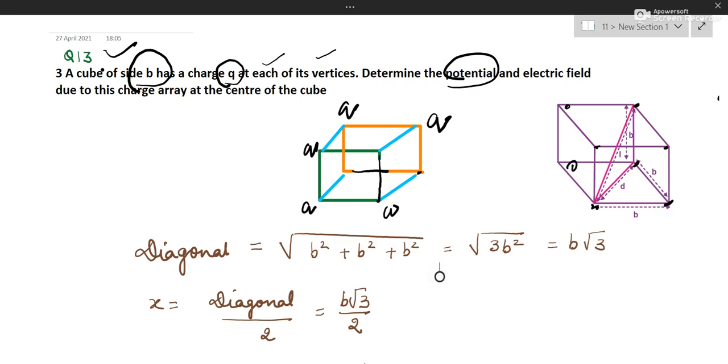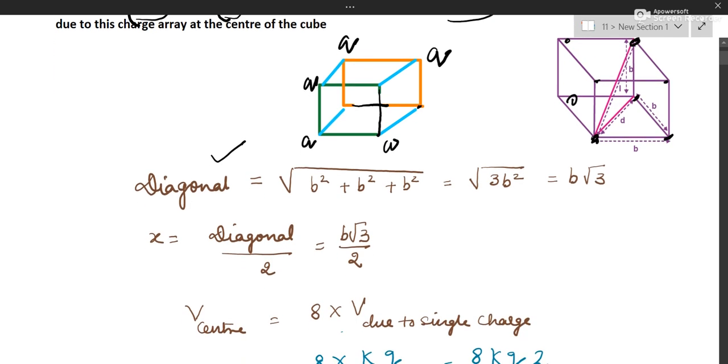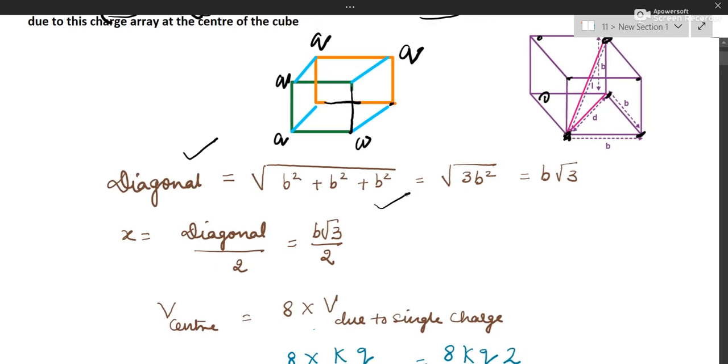So first of all, I have found the length of the diagonal from one corner to the opposite corner. The length of the diagonal of a cube is given by this formula: the root of side square plus side square plus side square. The side is given as b, so b square plus b square plus b square, so it is root of 3b square, which can be written as b root 3.